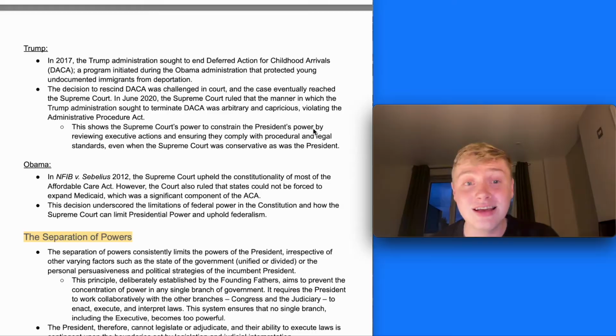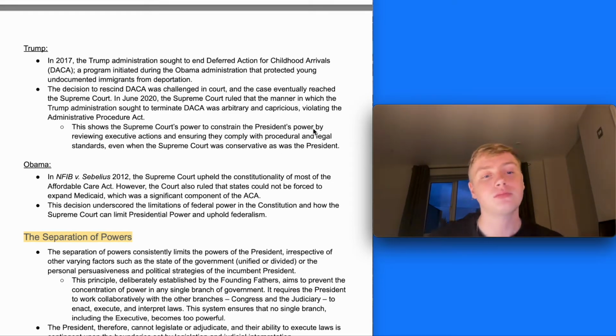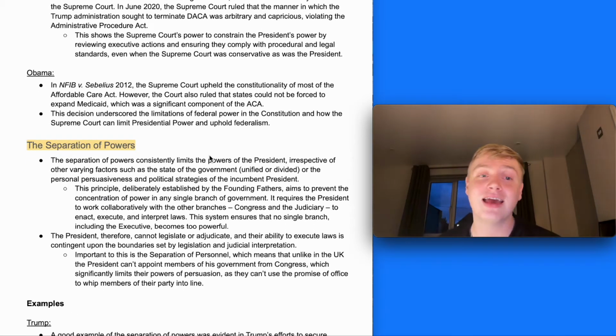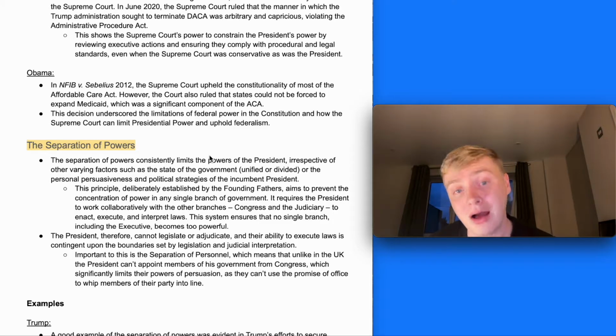The decision to rescind it was challenged in court, and the case eventually reached the Supreme Court, which ruled that the manner in which the Trump administration sought to end it was arbitrary and capricious, and therefore violated the Administrative Procedure Act. And that really shows that the Supreme Court has the power to constrain the president's power by reviewing executive actions, ensuring that they comply with procedural and legal standards, even when the Supreme Court was conservative, as was the president.